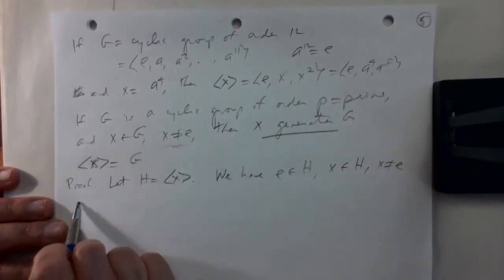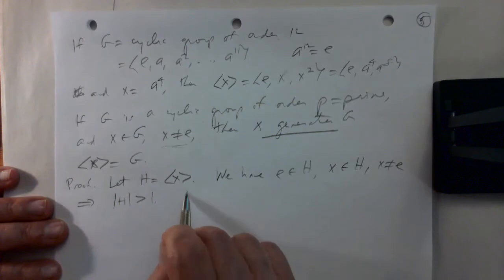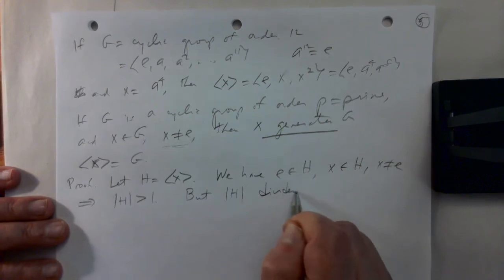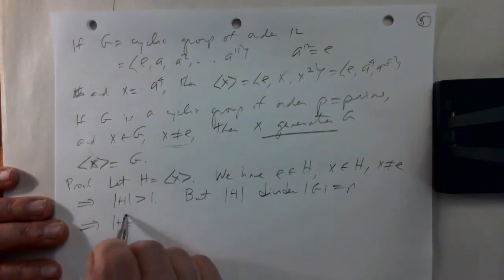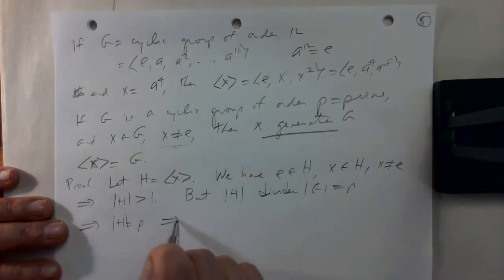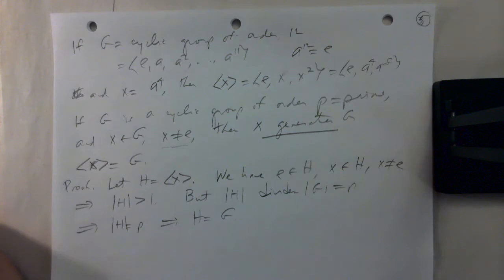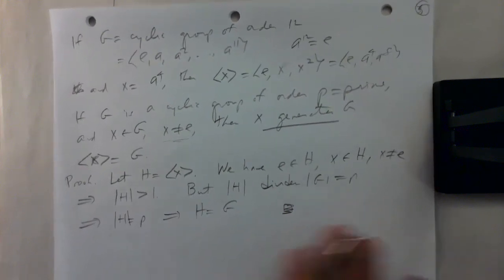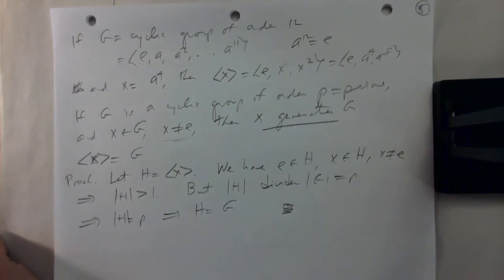So the order of H is greater than 1. But the order of H divides the order of G, which is a prime. So therefore, the order of H is equal to the prime, which means H is equal to the whole group, because the whole group is P elements. If you choose a subset of size P from a set of P elements, you have everything. Okay? So these are all nice consequences of Lagrange's theorem.